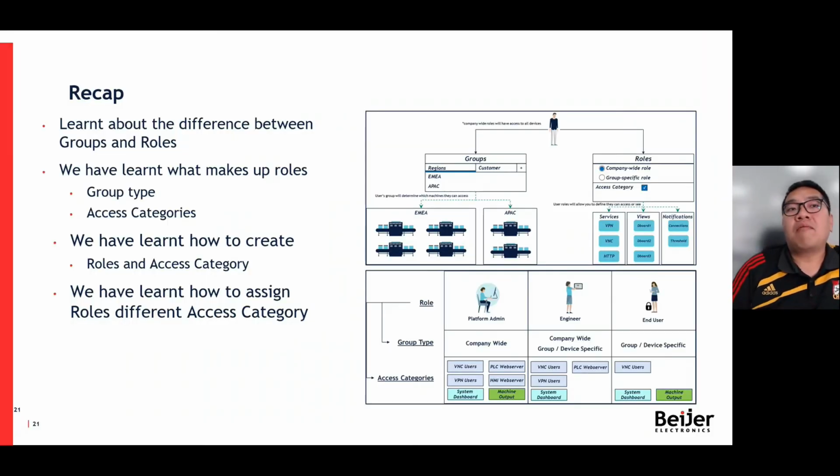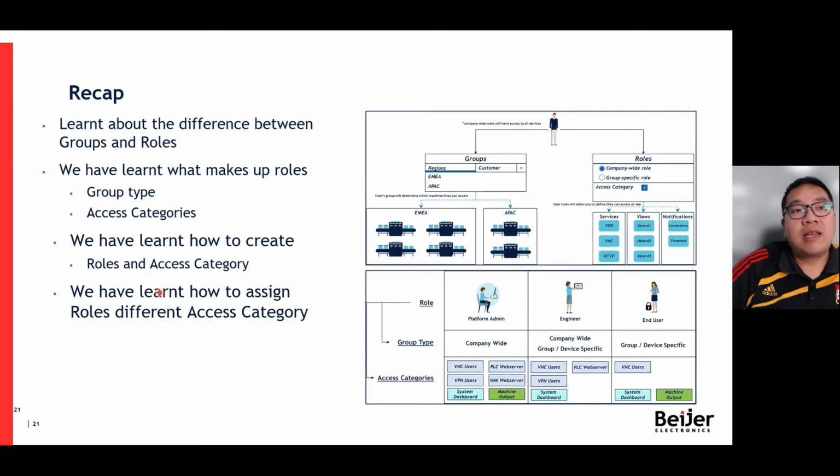Just to recap what we have learned: we have learned about the difference between groups and roles. We have groups, where you can affect the devices you can see. And then roles slightly affect which devices you can see, in terms of group or company-wide. So groups are tied to machines, roles are tied to people. Next we have the different views: the services, the views, and the notifications, which are part of the access category. That is what actually makes up roles. So basically groups and access categories make up a role.